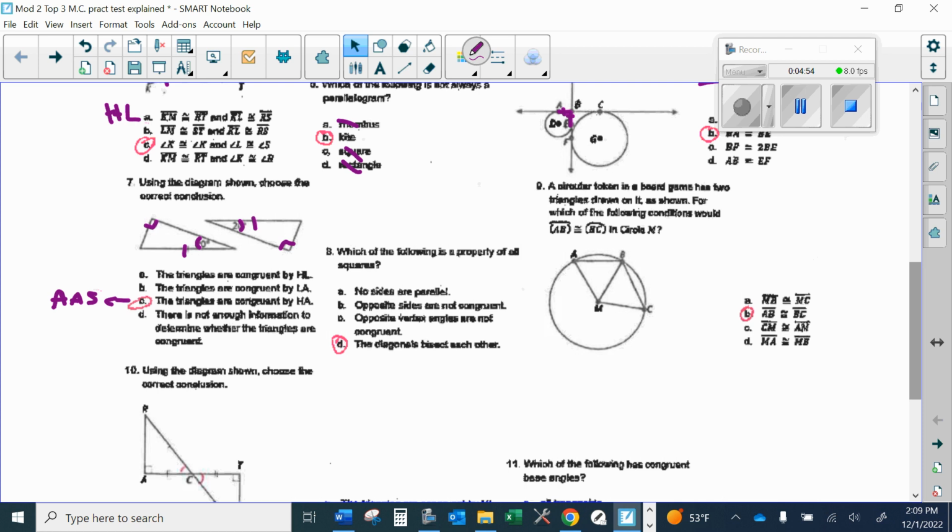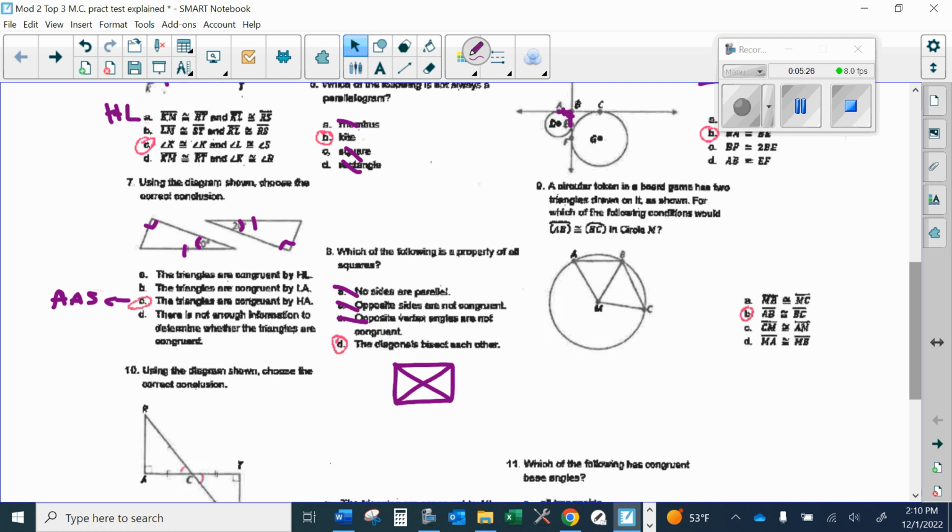Which of the following is a property of all squares? The diagonals bisect each other. Okay. On a square, the diagonals do bisect each other. Where does that come from? That comes from a parallelogram, right? Parallelogram, the diagonals bisect each other. And of course, the square is a parallelogram. Okay, opposite angles are not congruent. Yes, they are. They're all 90 degrees. Opposite sides are not congruent. Yes, they are. They're all congruent. No sides are parallel. Yes, they are. The opposite sides are parallel.